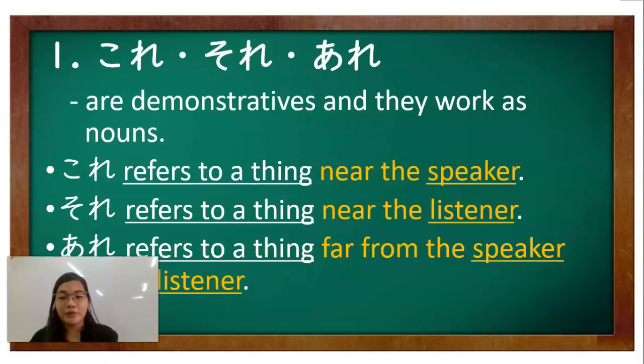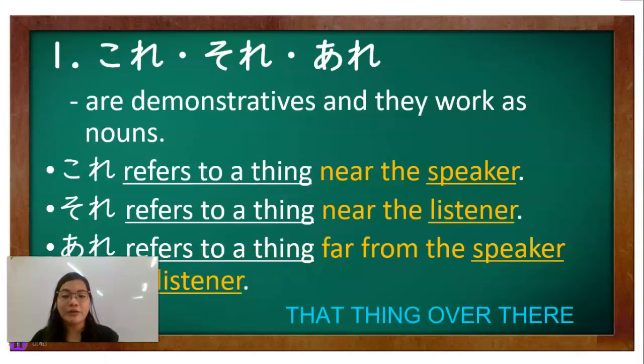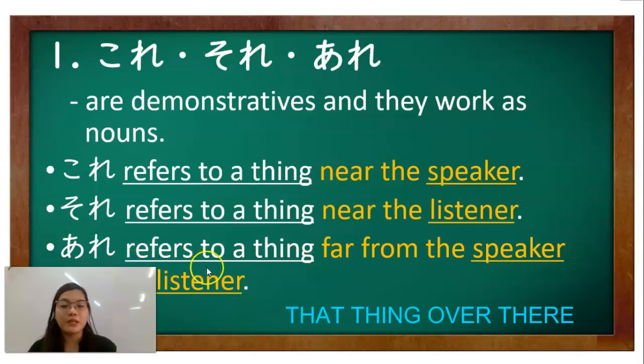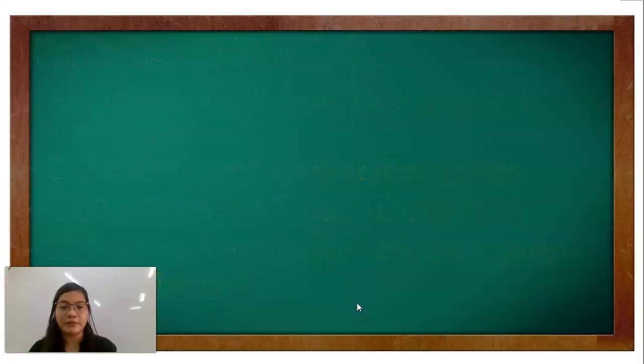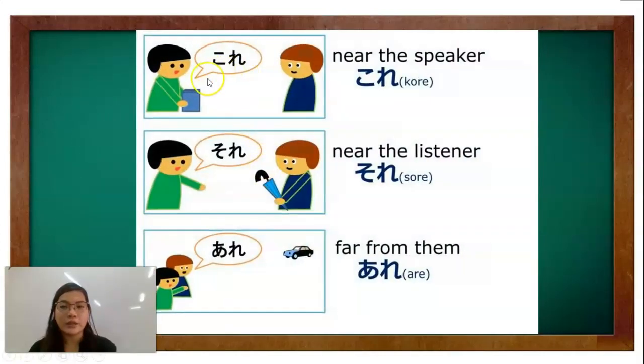And then are refers to a thing that is far from the speaker and the listener. So are is far from both of you. Okay, so here's an example for that. Kore is near the speaker. Mostly kore is just near you or you are holding it, hinahawakan mo or malapit lang sa'yo or abot kamay mo lang.